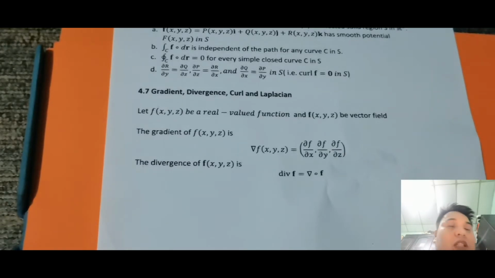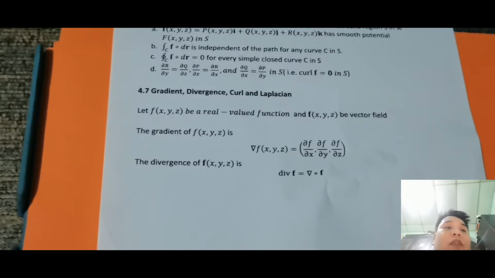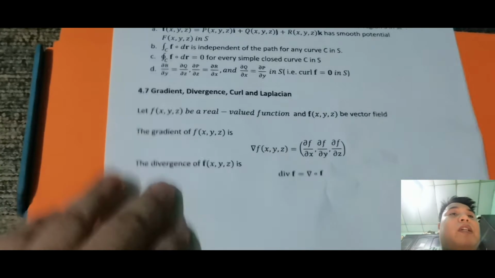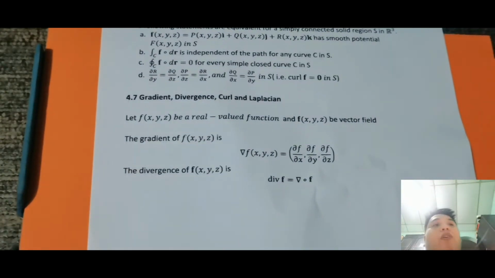So take note, this is just sa ating rectangular coordinate. So the gradient, divergence, curl, and Laplacian can be solved using polar coordinates, cylindrical coordinates, spherical coordinates. Okay, so let's have the following. Let f of x, y, z be a real valued function and F of x, y, z be a vector field function. So again, dalawang function yung pinag-uusapan natin dito. So yung real valued or the scalar field and the vector field F.